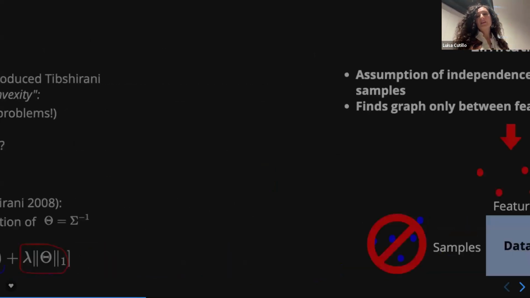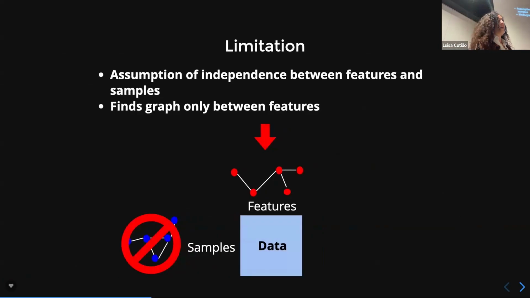Now, this is a very good approach, and it's been massively used, and it's also fast, but there are some limitations. The main limitation is that it assumes independence between features and samples. That means in the example of the genes and cells, when I'm estimating the gene network, I'm assuming that the cells are independent. But that's not the case in this kind of application. So it's less likely that this is the case.